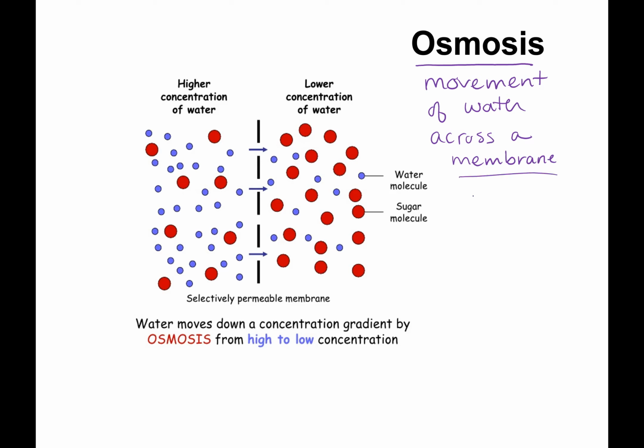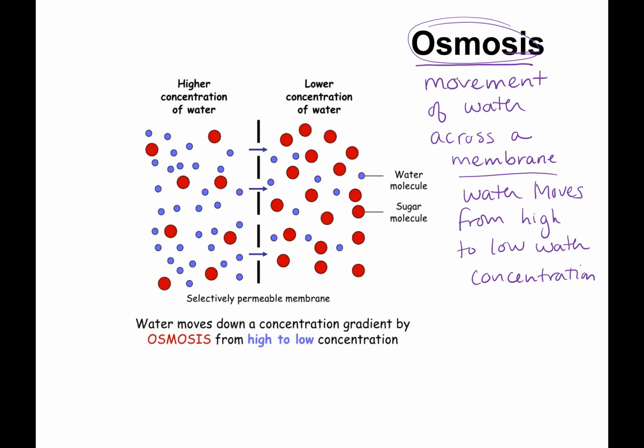Water always moves from high to low concentration. And I should say from high to low water concentration. So this is just the same as diffusion. But because it's water and water's so important, it gets its own term, osmosis. So osmosis is the movement of water from high water to low water concentration.